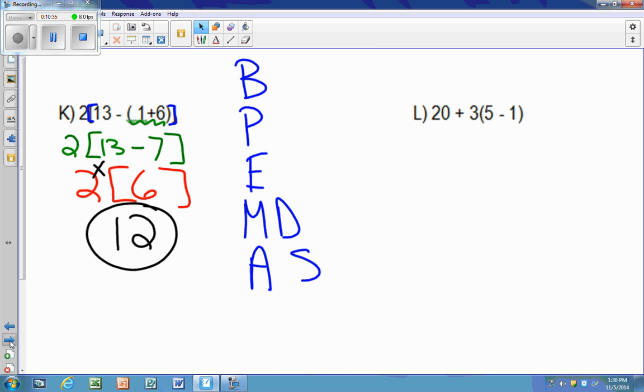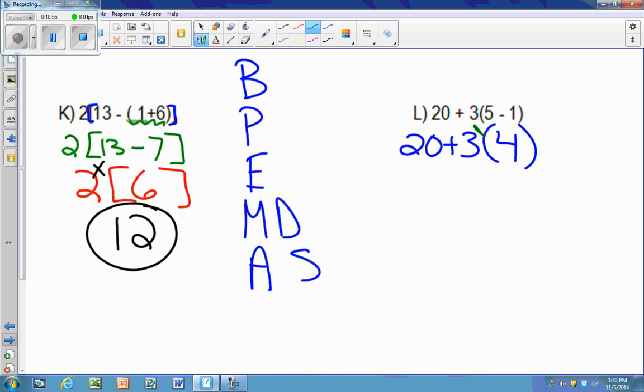Over here on letter L, I have no brackets, but I do have parentheses. Since I do have parentheses, I'm going to solve what's in there first and leave it in parentheses because the number next to it does not have an operation with it. So now I'm going to remind myself that this really is telling me 3 times 4. Since it's telling me 3 times 4, I do multiplication before addition. So this is a 12, and then I have to add 20 plus 12. 20 plus 12 is 32.